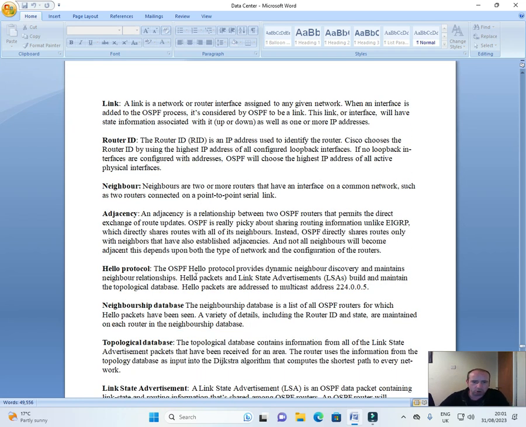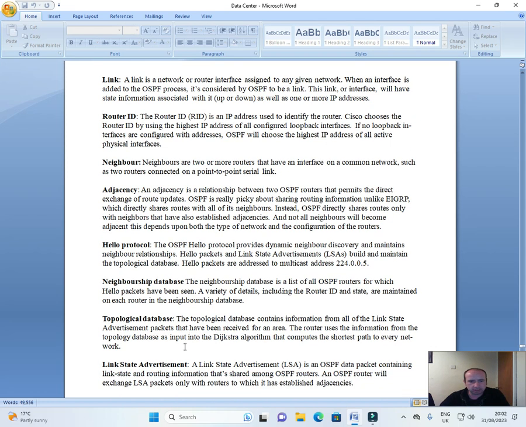Hello Protocol. The OSPF Hello Protocol provides dynamic neighbour discovery and maintains neighbour relationships. Hello packets and Link State Advertisements, or LSAs, build and maintain the topological database. Hello packets are addressed to multicast address 224.0.0.5. Neighbourship database. The Neighbourship database is a list of all OSPF routers for which hello packets have been seen. A variety of details, including the router ID and state, are maintained on each router in the Neighbourship database.